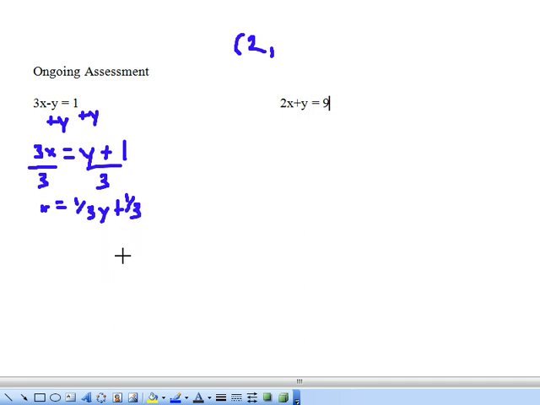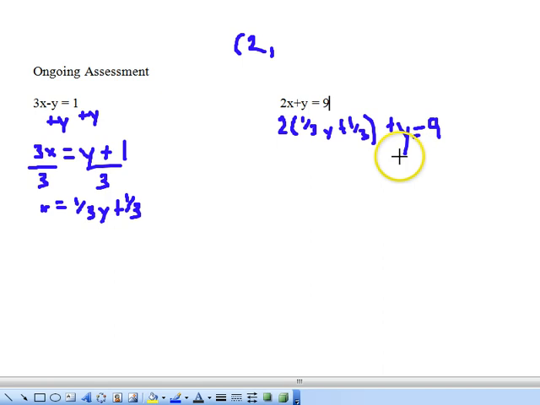Okay? Then you take this equation over here, and everywhere you see x, which is one place right here, you're going to put in 1/3 y plus 1/3 because we found out that x is equal to 1/3 y plus 1/3. So we have therefore 2 times 1/3 y plus 1/3 plus y equals 9.